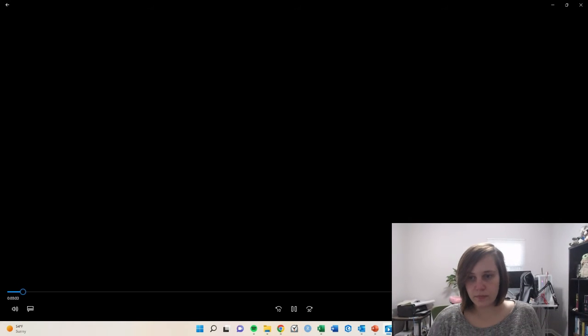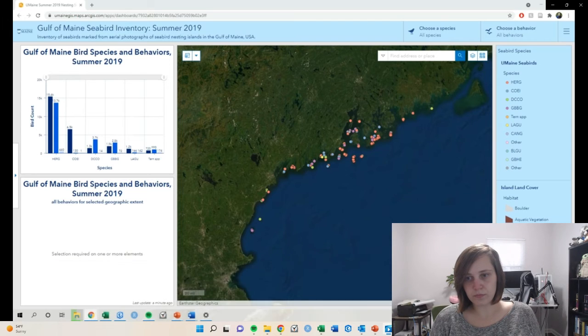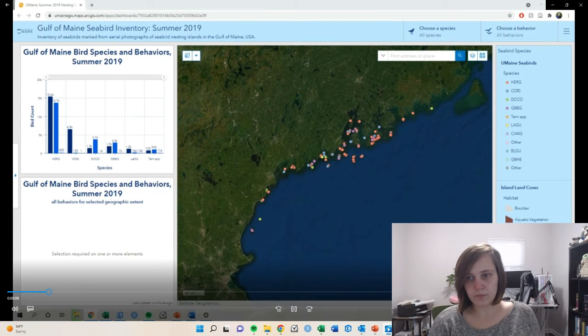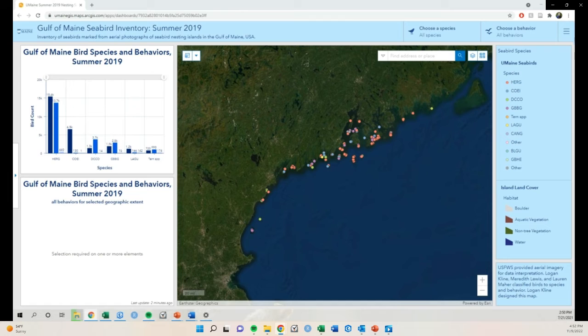Upon opening the Gulf of Maine Seabird Inventory dashboard, you can see a few key features. First, the map displays the extent of the Gulf of Maine, and points are visible where birds have been counted. To the right is a legend of the species that have been detected in the form of 4-letter codes as defined by the Institute for Bird Populations.